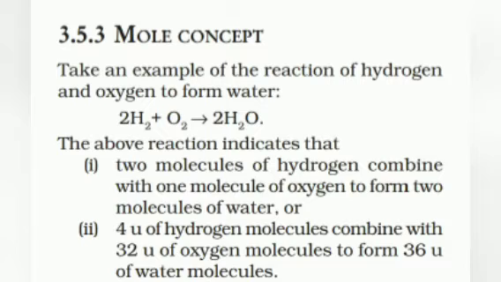Or 4 units of hydrogen, because 1 hydrogen atom stands for 1 unit, and here 4 hydrogen atoms are there, so 4 units. Similarly for O2, it is 16 multiplied by 2, that is 32 units of oxygen, to form 36 units of water molecule. So 1 mole of this water consists of 36 units of water molecule.